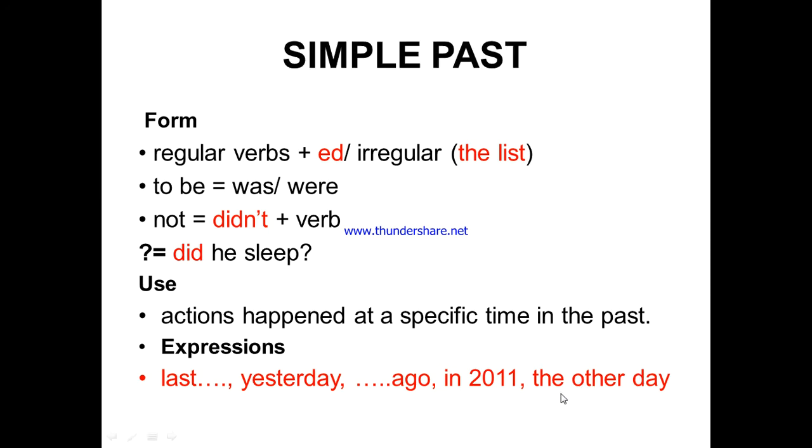Okay, so هذا الزمن this is the simple past الماضي البسيط. الماضي البسيط نستعمل ed or ied for the verbs. بالنسبة ل irregular verbs هناك قائمة the list في الخانة الثانية in the second column. بالنسبة للنيجاتيف فورم نستعمل didn't زائد verb. بالنسبة للسؤال نستعمل did زائد subject فاعل زائد verb. بالنسبة للعبارات last, yesterday, ago, in 2011, 2010 etc. and the other day etc.